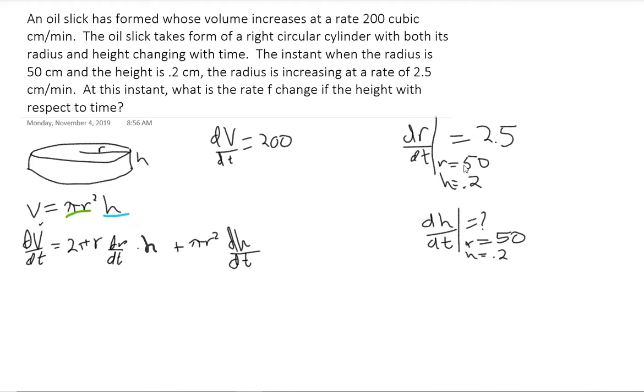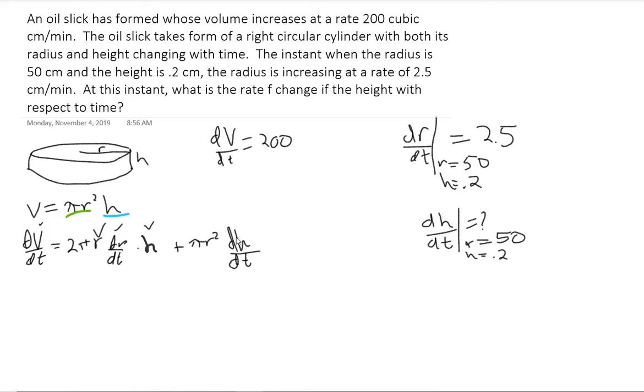R, yes, r is going to be 50 at this instant. dr/dt, yep, it's going to be 2.5 at this instant. Height, going to be 0.2 at this instant, yep. dh/dt, that's what we're solving for. It looks like we're in good shape. We can solve this equation.